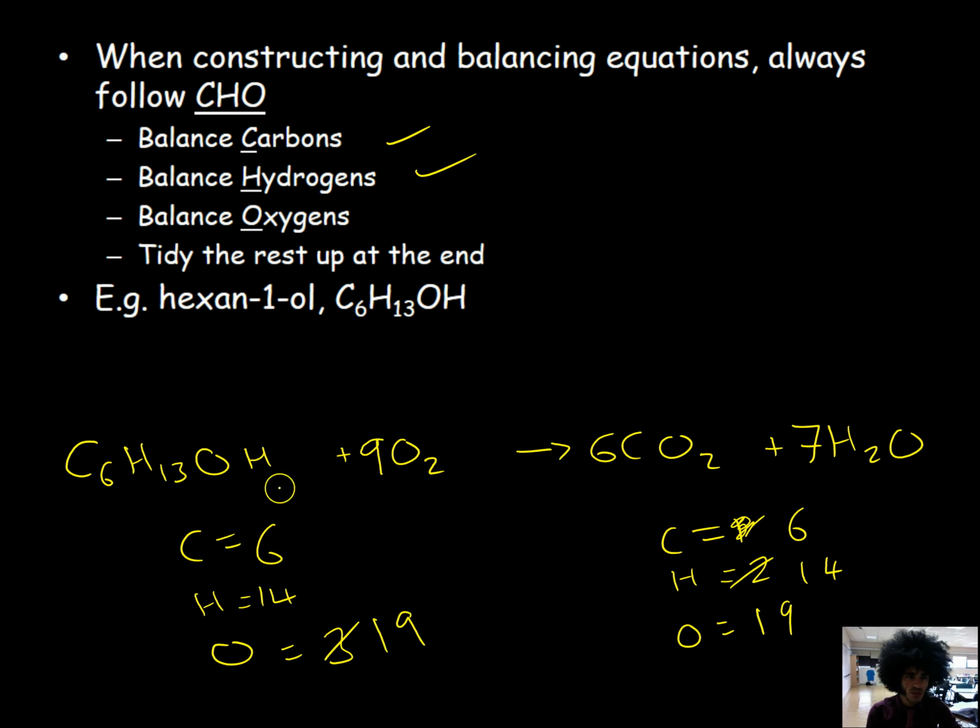Let's just double check our numbers. 6 lots of carbon, good. 13 plus 1, hydrogen makes 14. 7 lots of 2 is 14 hydrogen. Oxygen wise, 9 lots of 2, 18, plus 1, 19. 6 lots of 2, 12, plus 7, 19. It balances. Alright? Let's try one more.